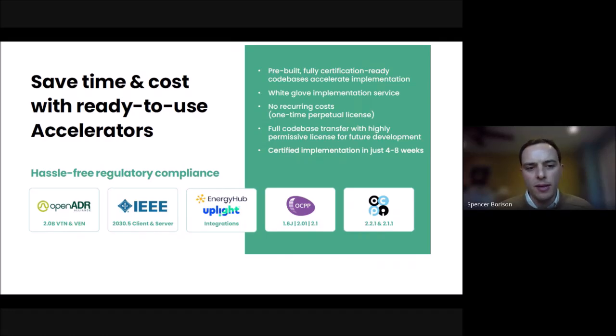So we would definitely be happy to follow up if any folks on this call have questions on that, or want to talk in more detail about how an accelerator for either the client or server for IEEE 2030.5 or any of these others that you see on this slide might work for your business and the goals that you have.